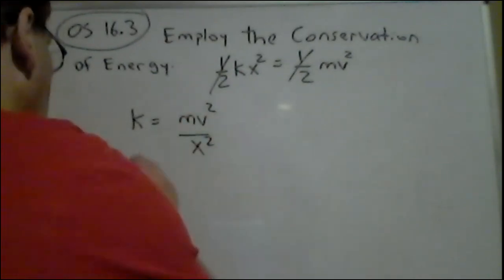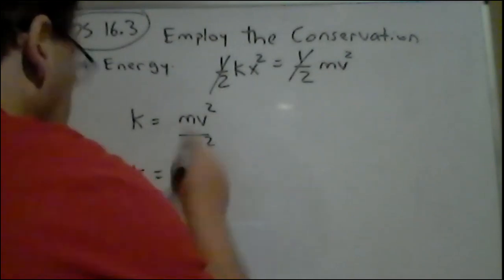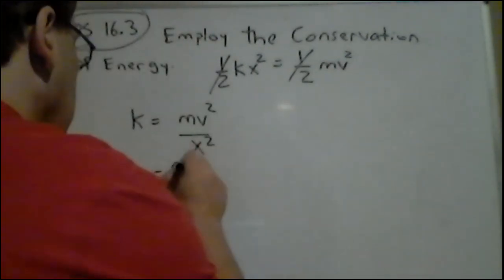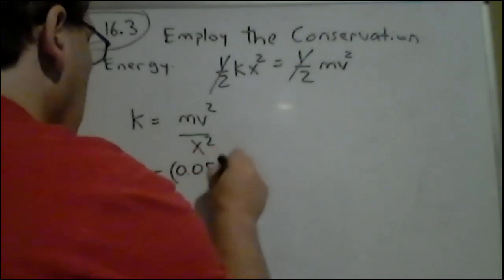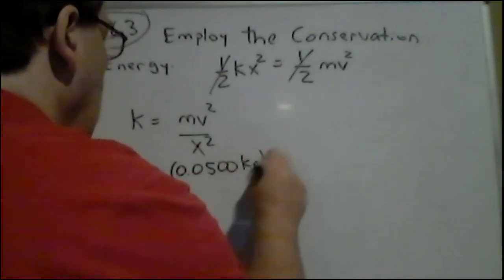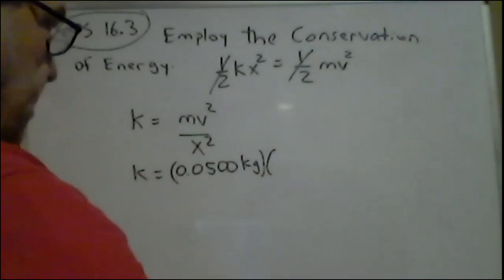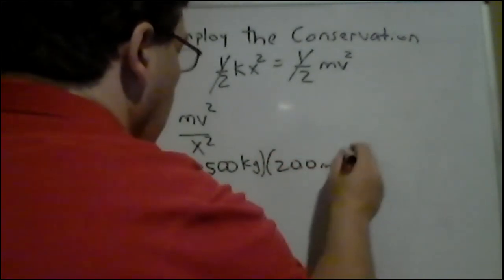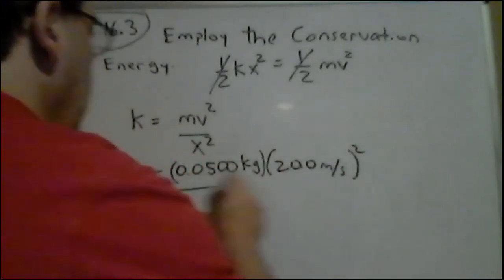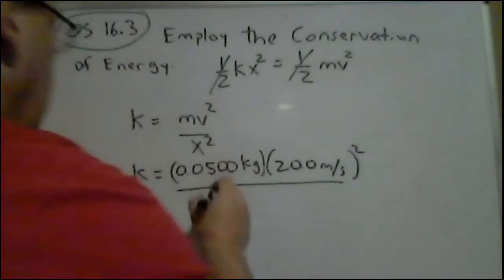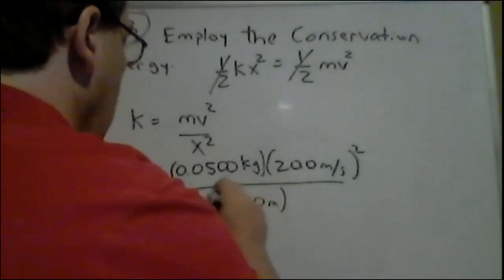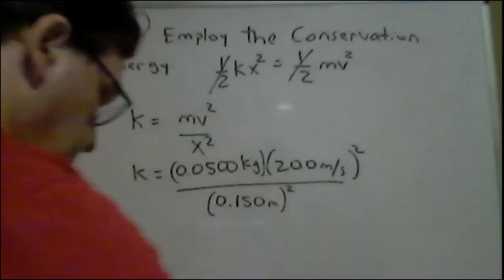And I know everything. The mass of the plunger is going to be 0.0500 kilograms. Hold that as a given. The final speed, top speed, 20 meters per second. I was told that as a given. Divide by full compression, 0.150 meters squared. Don't forget to square these.